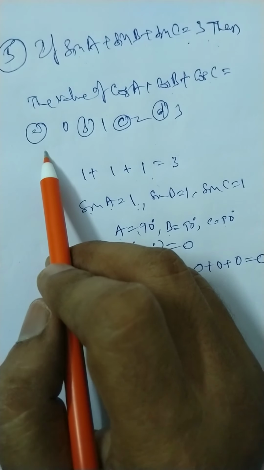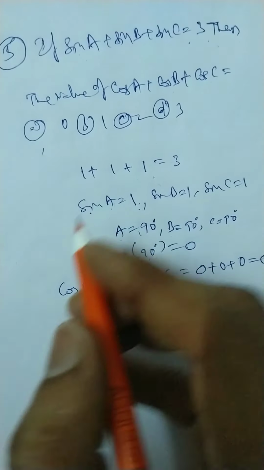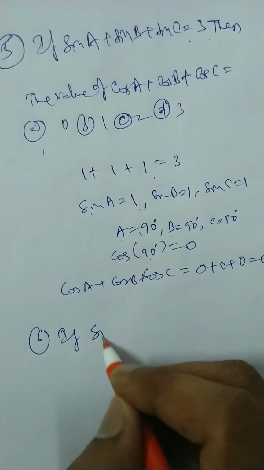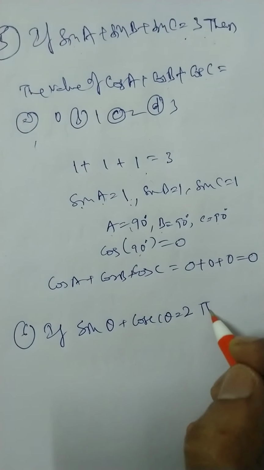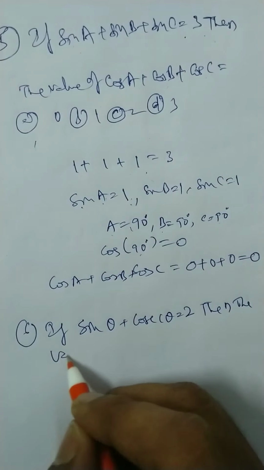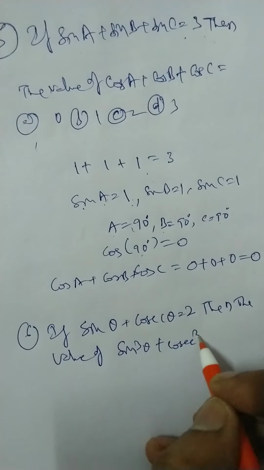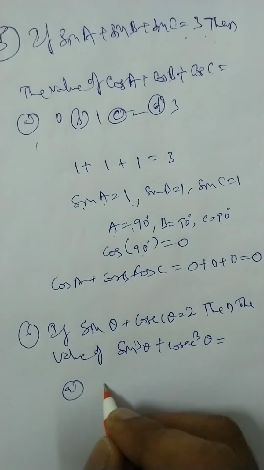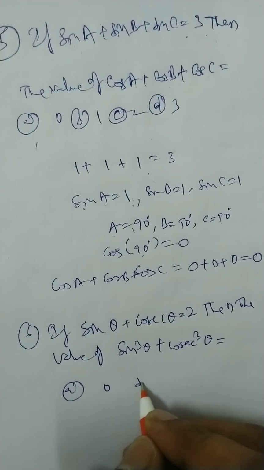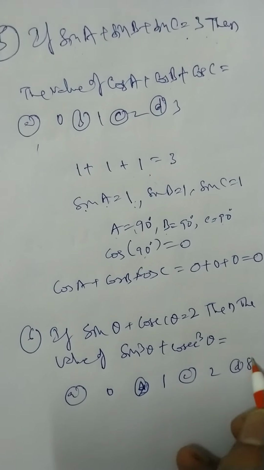Now you can see another example on basic trigonometry. If sine theta plus cosecant theta equals 2, then the value of sine cube theta plus cosecant cube theta is equal to. The options are 0, 1, 2, 8.